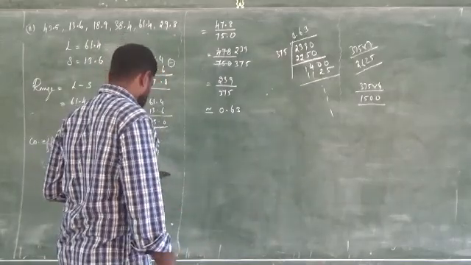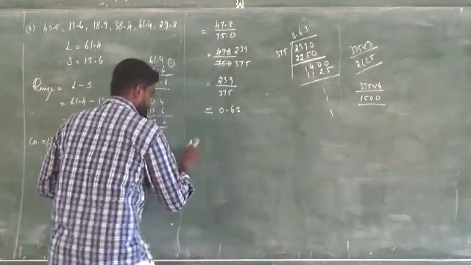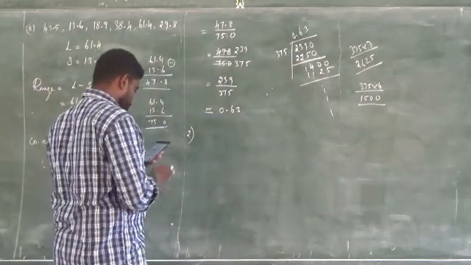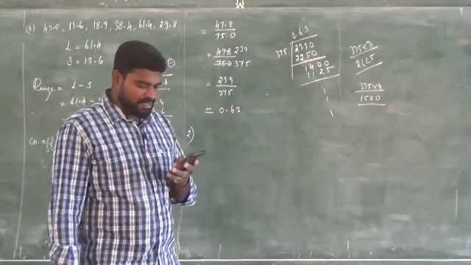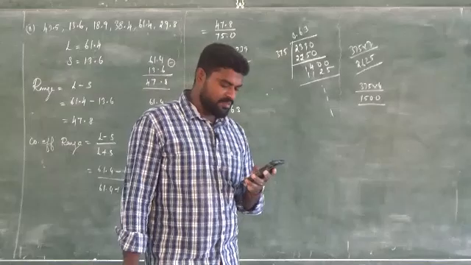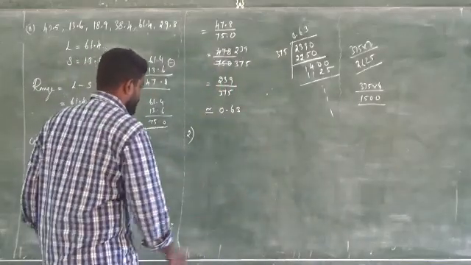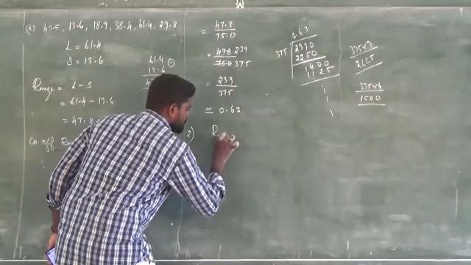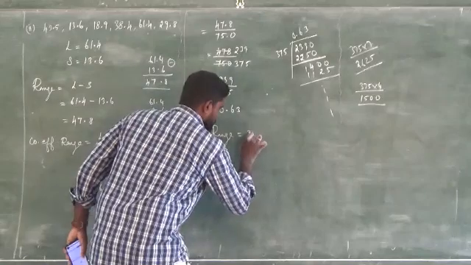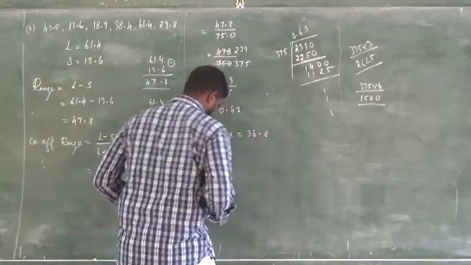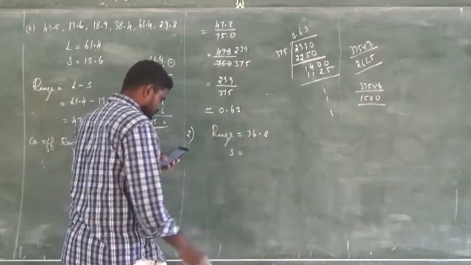After completing the first problem, now we will see question number 2. What is question number 2? If the range and the smallest value of a set of data are 36.8 and 13.4. So there are 2 values given, range and the smallest value. Range is 36.8 and the smallest value is 13.4.